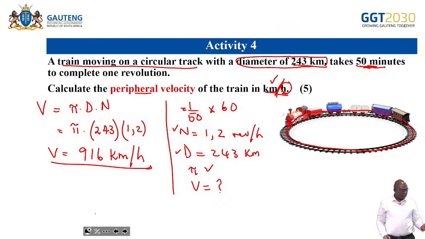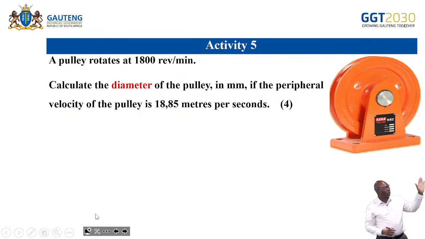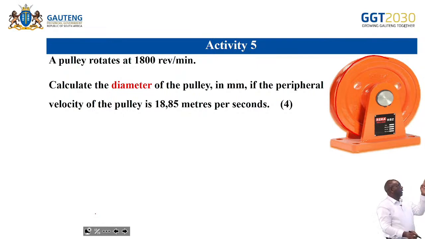Right, now, the next activity, activity 5. I'd like to have you do that activity number 5, but let's quickly go through it before you do it, so that you understand what you're going to do. Now it says a pulley, so there's a pulley in there, right? So there, it rotates at 1,800 revs per minute. You see it is written per minute. Now it says calculate the diameter.